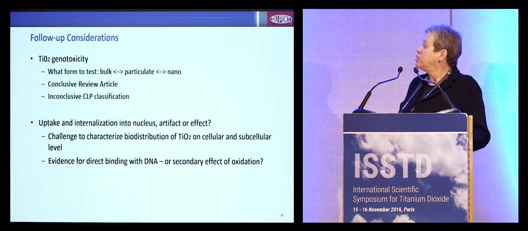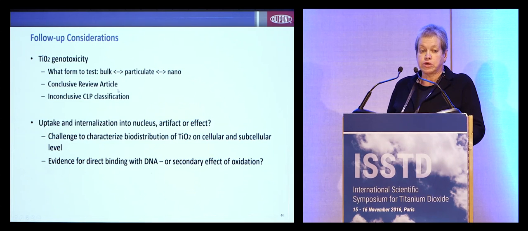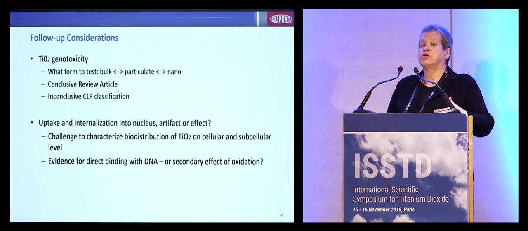Some people think that if all forms should be equal, we should test the nano. Others think, oh, then we should test the bulk, and the results with the bulk should also apply for the nano. Maybe there should be a conclusive review article. This is thrown out a little bit carefully because there are lots of review articles, but maybe there should be like a 2016 or 2017 paper coming out.